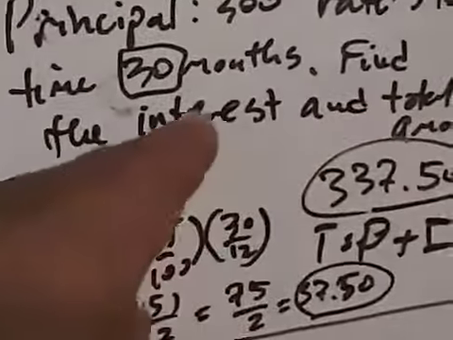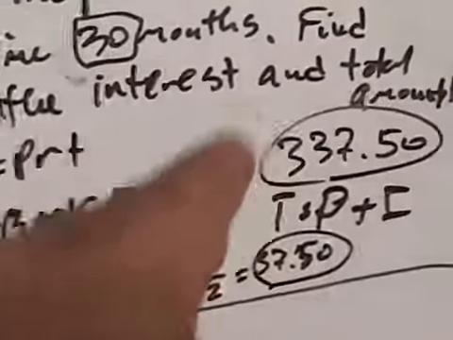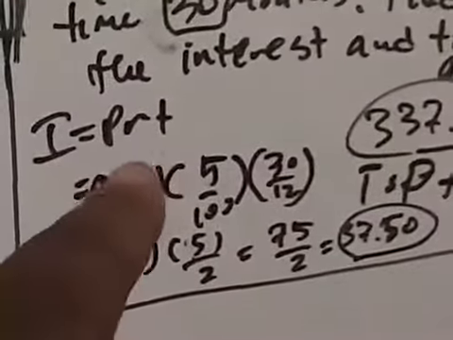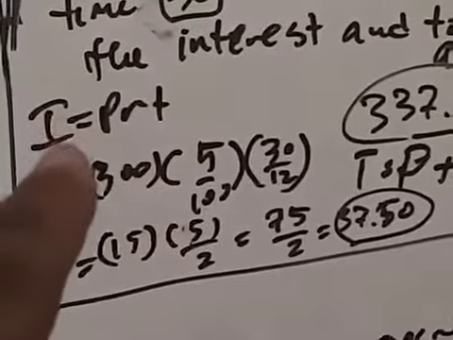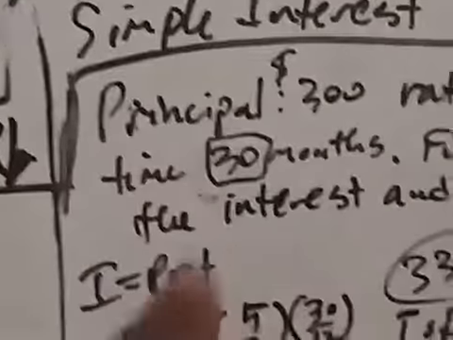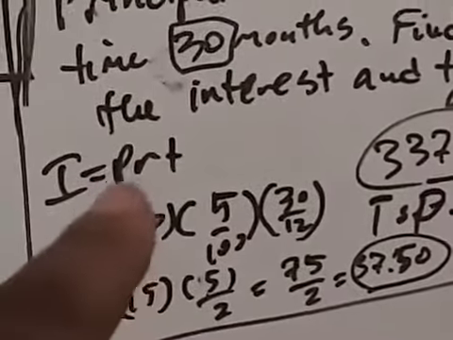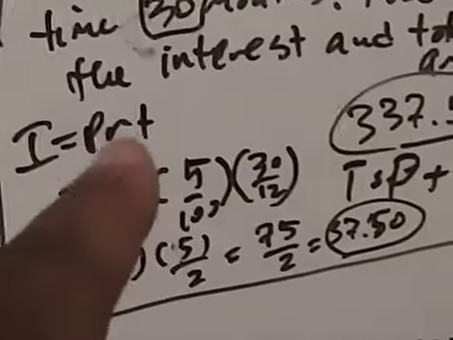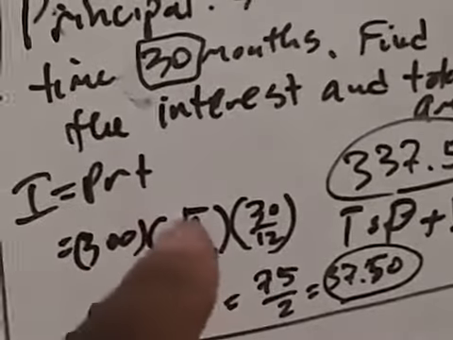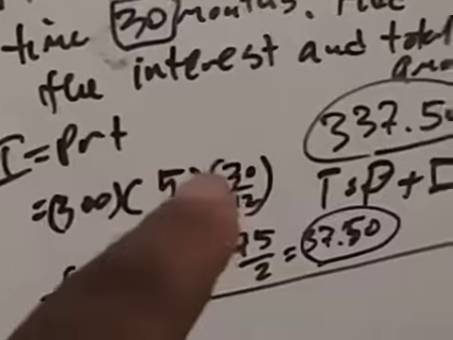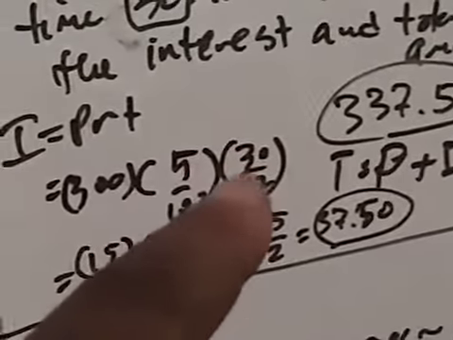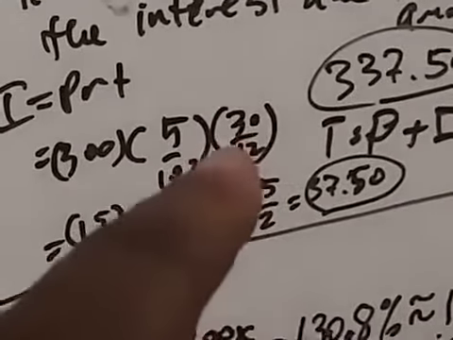So it's two parts here. You got to find the interest first and the total amount, which will be the principal plus the interest. So I equals PRT, and that's what the interest is. I is interest, P is principal, the rate is 5%, and the time is 30 months. I'm just going to plug all of those in. P was 300, R was 5%, but that's 5 over 100, and time is in years, which is 2.5 years.